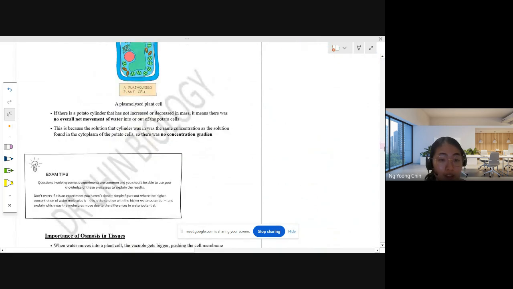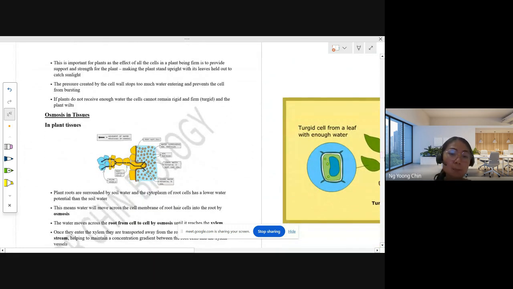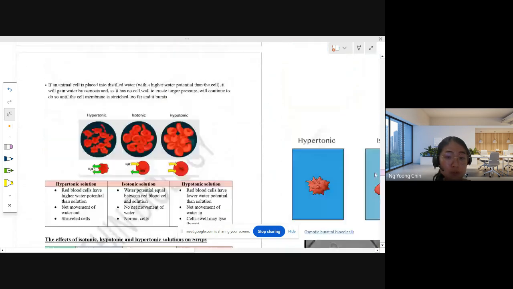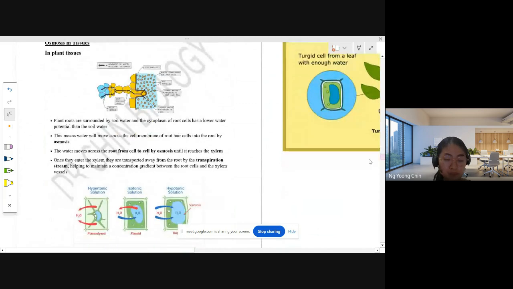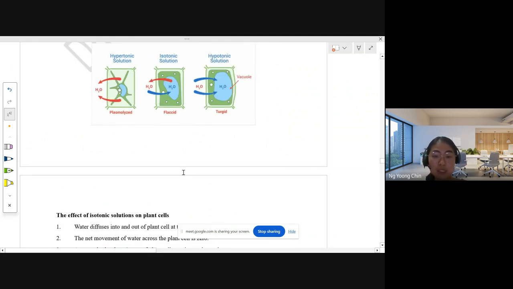And then let's talk about osmosis in the tissue. Osmosis can be studied by using plant tissue and also animal tissue. For the plant tissue, we can describe the condition of the plant tissue by using these three words: plasmolyzed, flaccid, and turgid.